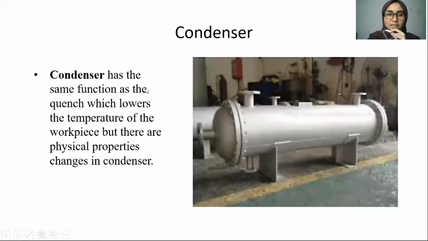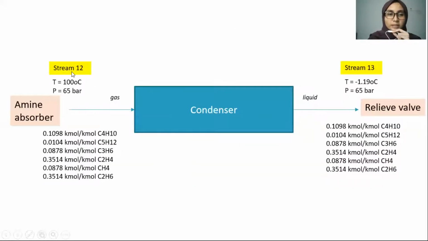The condenser has the same function as the quench, which lowers the temperature of the workpiece, but there are physical property changes in the condenser. So the temperature and pressure from stream 12 is 100 degrees C and 65 bar, and it will change to negative 1.19 degrees C, and the pressure will remain the same. And it changes the physical properties of the substance from gas to liquid. And there will be no change in the substance.